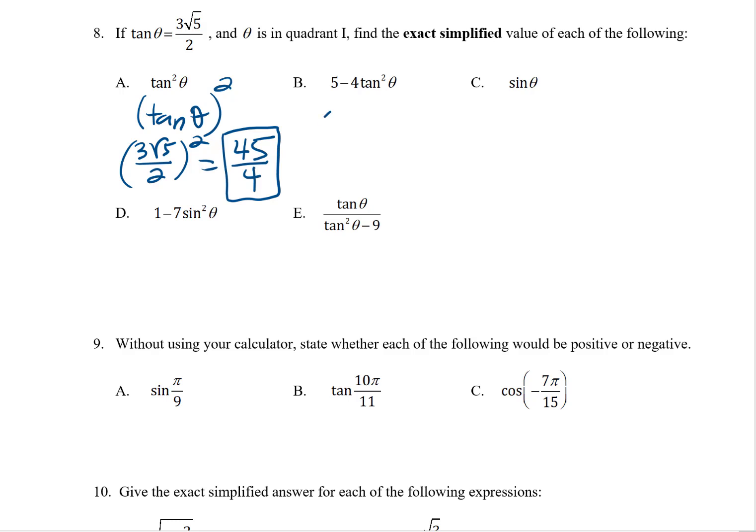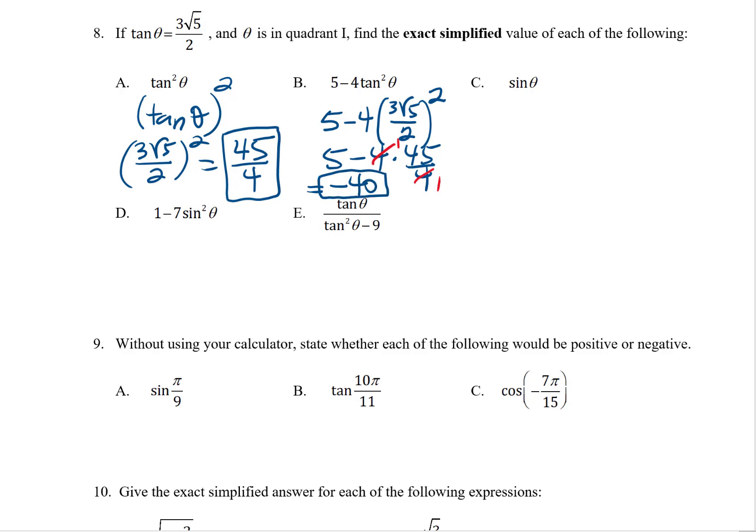Letter B, 5 minus 4 times, now be careful here, it's that whole tangent ratio being squared. So that 3 root 5 over 2 all being squared again. Of course, we just worked that out. We know what that's equal to. It's 45 fourths. So I'll just fill that in. Then the 4's cancel out. And so I'm left here with just 5 take away 45, which is equal to negative 40.